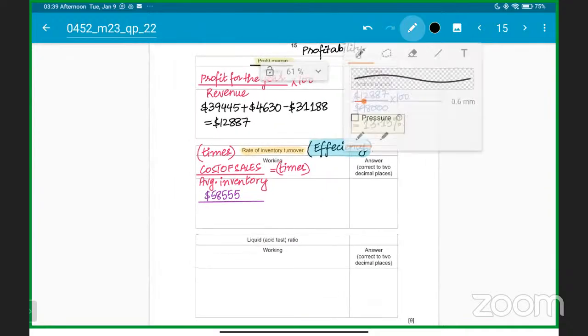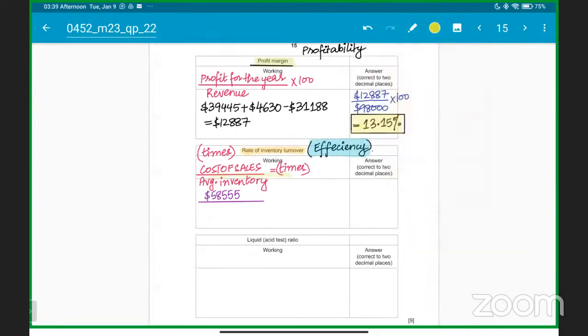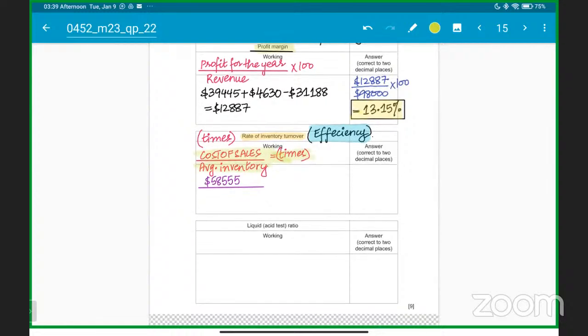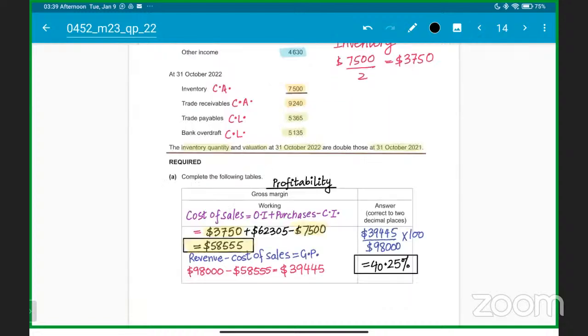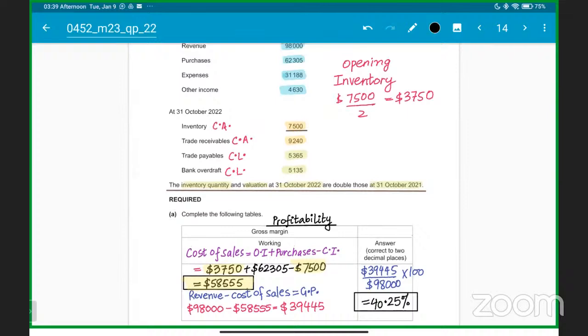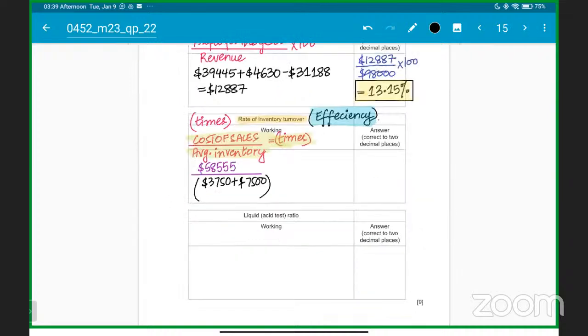This formula will work when you're finding it in times, that is, how many times the inventory is sold in a year. Okay, everyone got it? So we already know our opening inventory. That was 3,750, half of it, and this was double. Closing inventory was 7,500, right, students? 3,750 opening inventory, 7,500 closing inventory, everyone there. And you divide that by 2. Whatever comes, that is your average inventory, sir. And that will be the answer. Okay, everyone got this? Following?